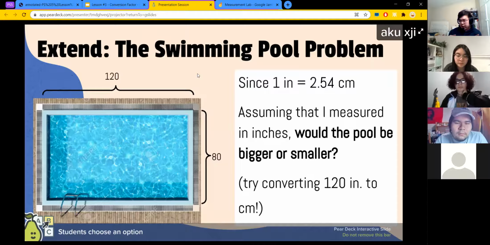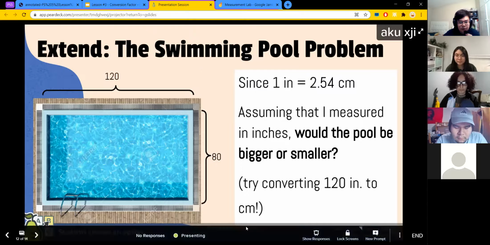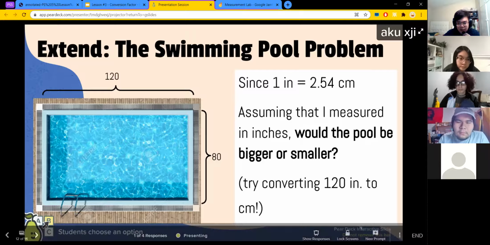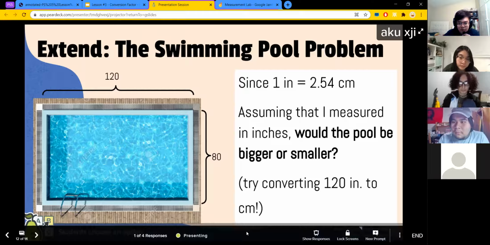Would the pool be bigger or smaller? If I measure it in inches, because we don't know yet whether I measured in inches or centimeters, would the pool be bigger or smaller? And if you're lost, try converting 120, we're assuming inches right now. Try converting 120 inches to centimeters and see if you get a bigger number or a smaller number. That should tell you if it's bigger or smaller. On your Pear Deck, you should see a multiple choice that lets you pick either bigger or smaller.